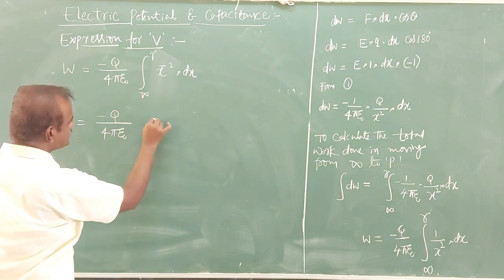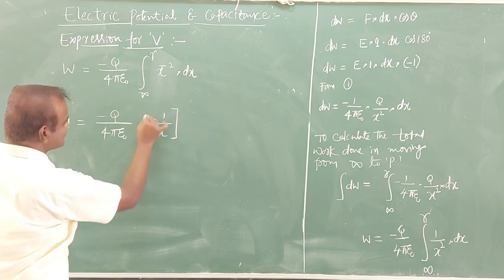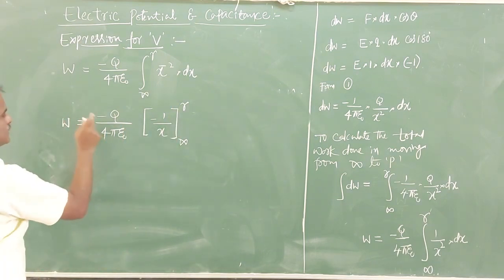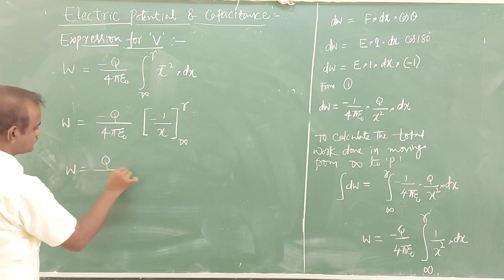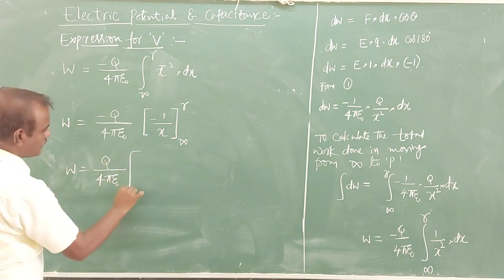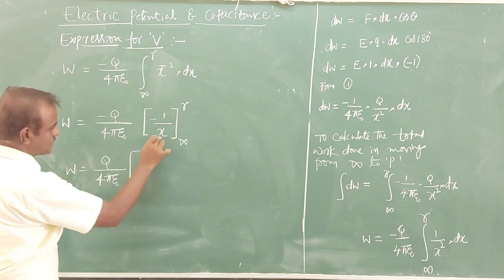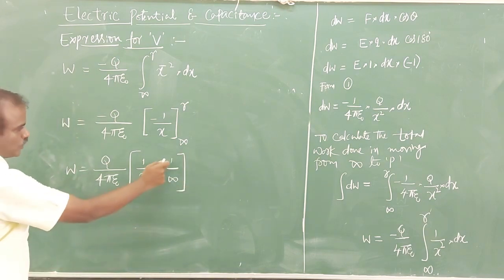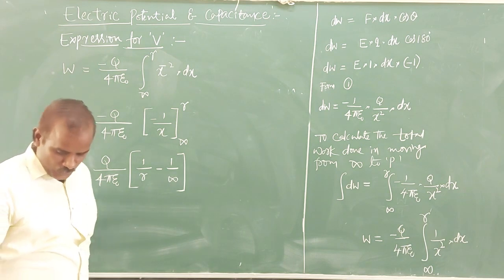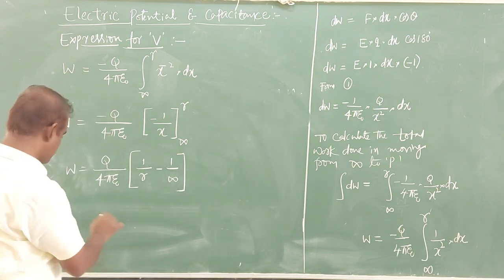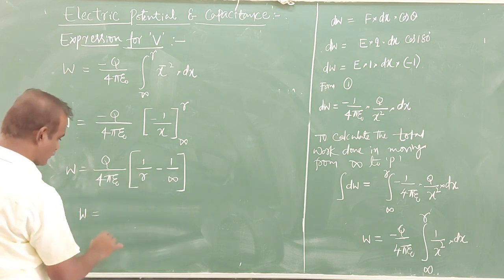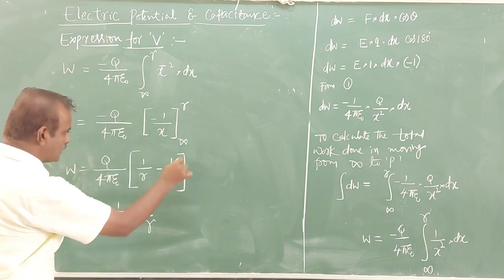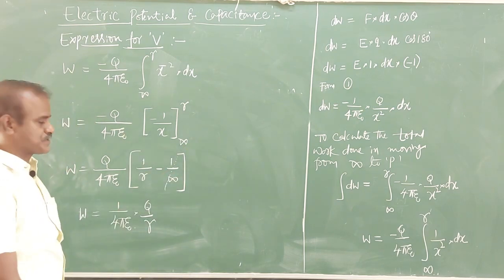The integration of this would be minus 1 by x. So minus and minus becomes plus. And we are going to apply the limits. In place of x, r, minus 1 by infinity. You know that 1 by infinity is 0. Then you will be left with 1 by r. And this being 0, it vanishes.